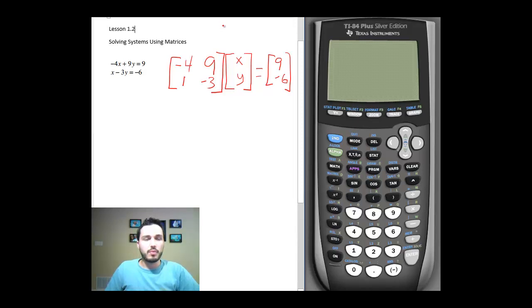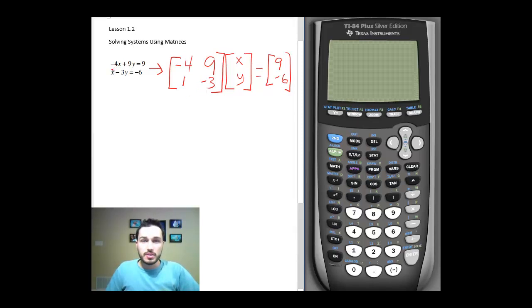This is lesson 1.2 on solving systems using matrices. And we kind of need a little bit of introduction on matrices. So here I've got a system of equations, and I have already taken the time to turn this into the exact same system, but written in a matrix format. So there's a few things to take note here.